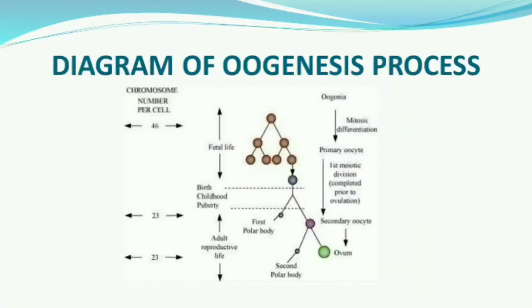This is the diagram where the oogenesis process has been shown stepwise. Now remember, the first polar body may divide into 2. Polar bodies degenerate after meiosis 2. So in oogenesis, a diploid oogonium forms 1 haploid ovum and 2 or 3 polar bodies, while in spermatogenesis, a diploid spermatogonium forms 4 haploid sperms.